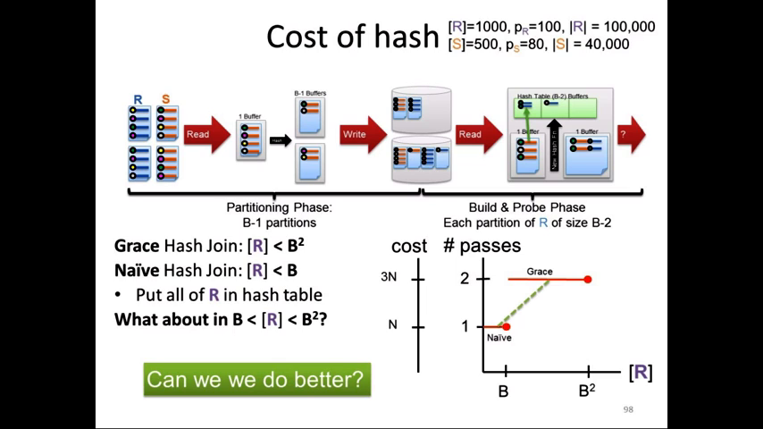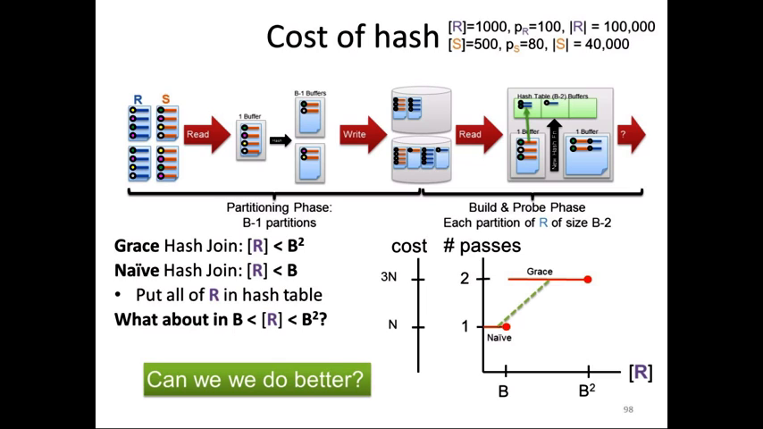And the answer for that is yes, we can. There is a hybrid approach that follows a gradual cost increase depending on the size of R between B and B square, which avoids this cost jump from N when we are less than B to 3N directly when we are higher than B. This is called the hybrid hash method. We will not discuss it here, but you should know it exists. And if you want to learn more about it, of course, you can look for it in the COW book.